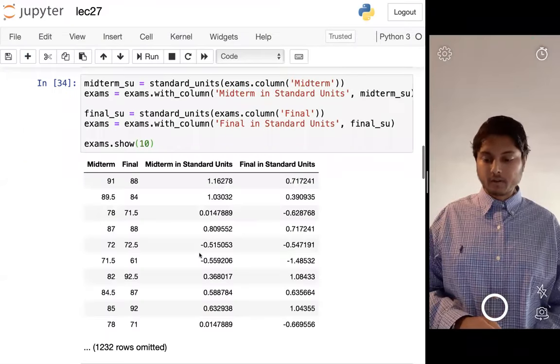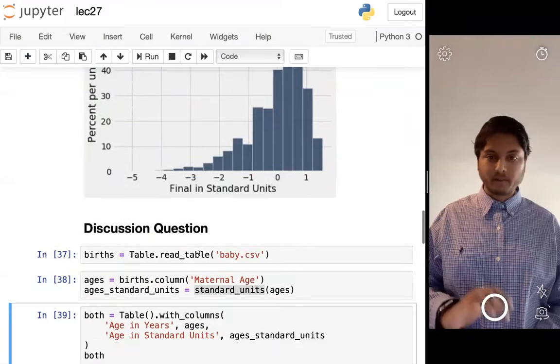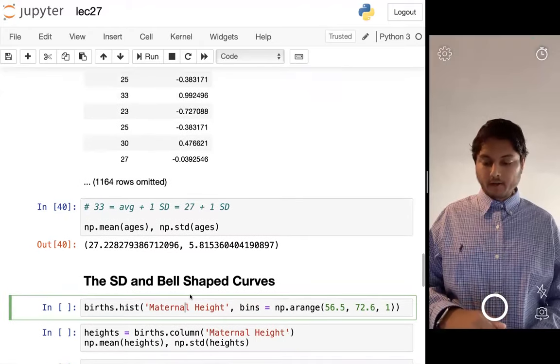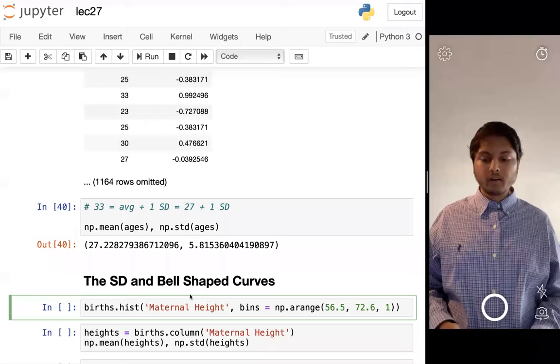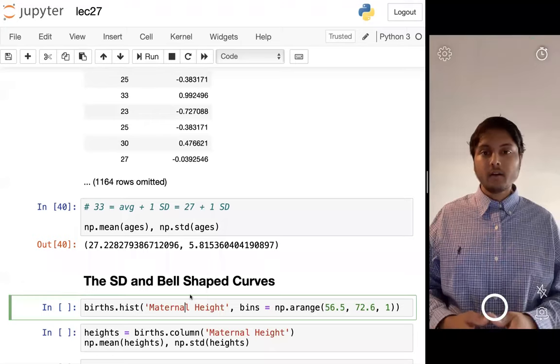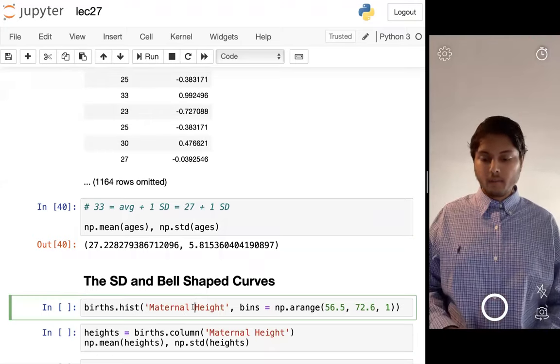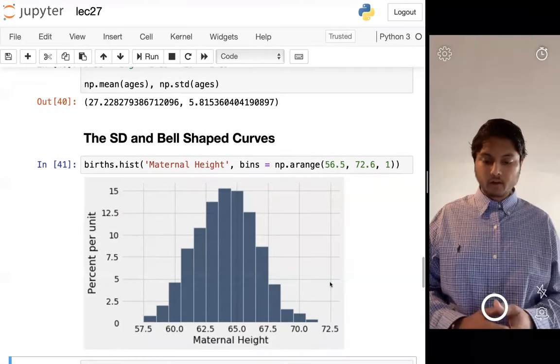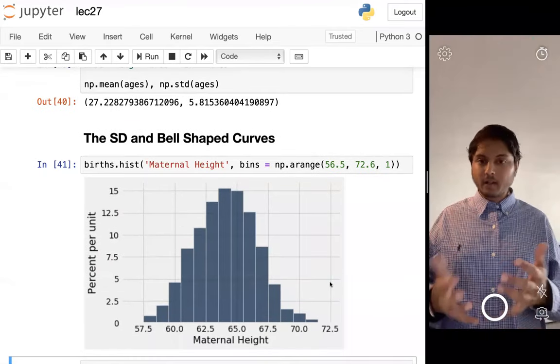And so let's actually see an example of this from something that's roughly bell-shaped. I'm going to go back to the births data set here, and we're going to look at the maternal heights. So this is the heights of the mothers, and then we're going to draw a histogram of that. If you look at this histogram here, it seems kind of bell-shaped.